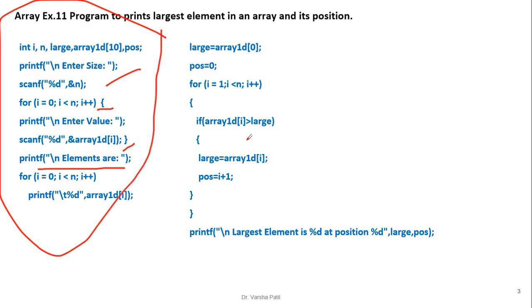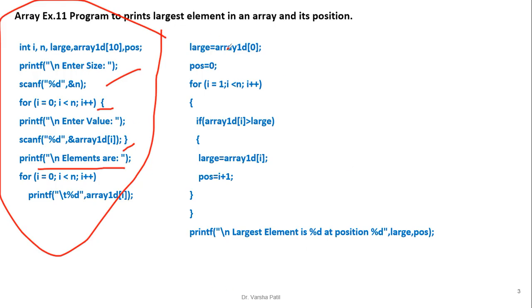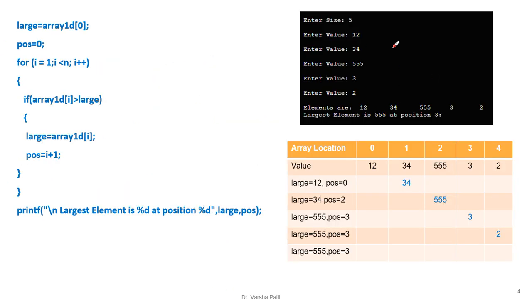Now we require to go for the largest number concept. How to find the largest number? In this program I have copied the main logic, and I will explain with the help of an example. I have taken 5, then accepted these 5 elements: 12, 34, 555, 3, 2. Now what is the largest element? The largest element is 555, and its location is third. Important to understand is that in the array its index is 2, but we increment by 1 because we never start counting from 0, generally we start counting from 1, so it is present at the third location. Now how to do this program?